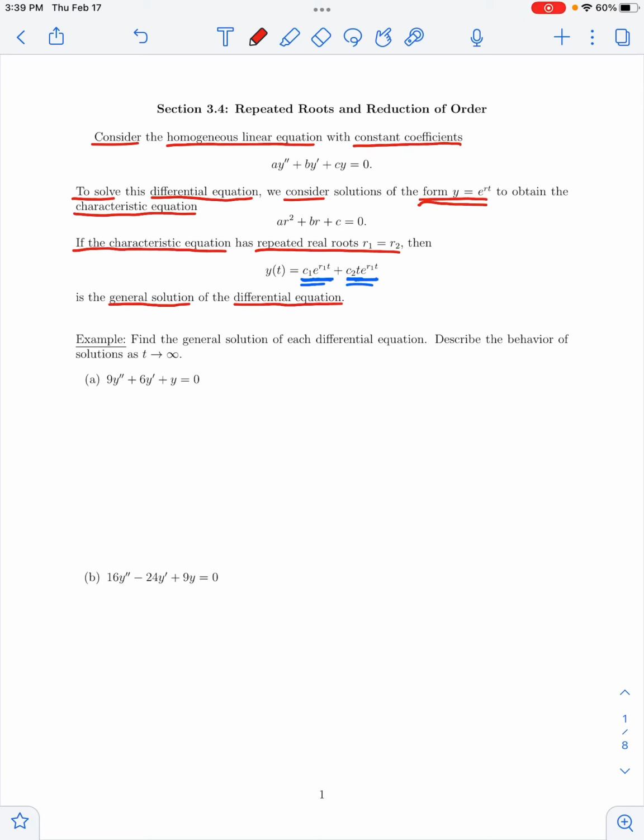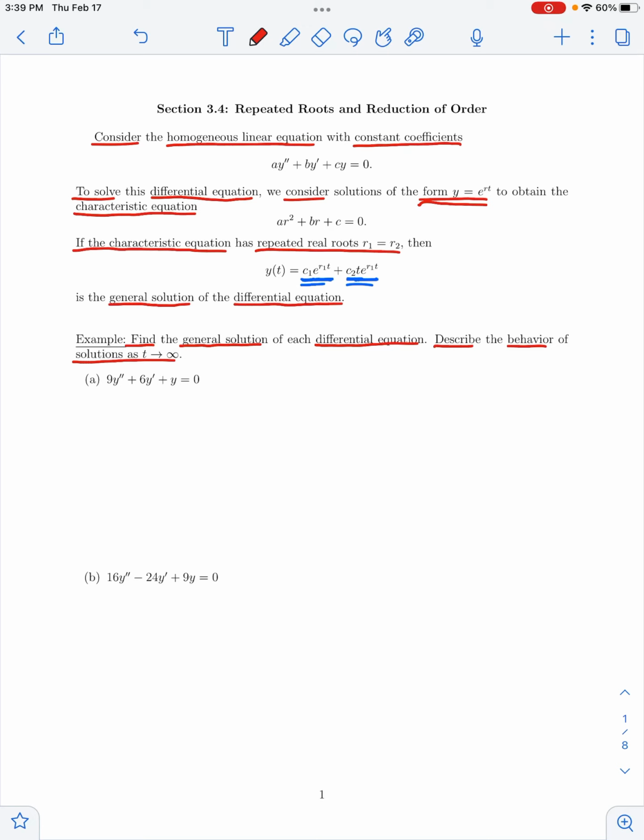We're going to justify that those two solutions form a fundamental set a bit later in this section. But for now that we know how to construct the general solution in the case of a real repeated root, let's look at some example problems. In this first one, we are asked to find the general solution of each differential equation and then describe the behavior of our solutions as t approaches infinity.